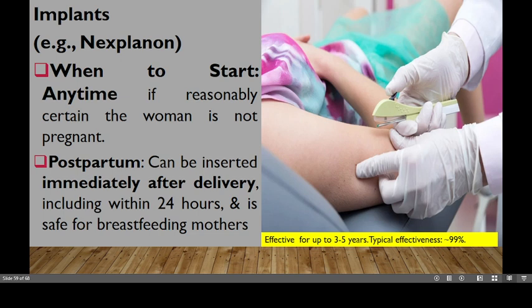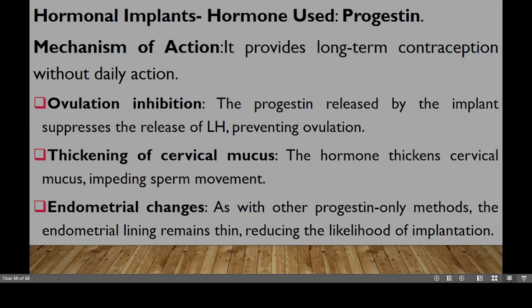Depo-Provera. What about implants? Like the Nexplanon? Of course, if reasonably certain the woman is not pregnant, it can be inserted. This one is normally inserted immediately after delivery, including within 24 hours, and it's again safe for breastfeeding. It can be effective for up to 3 to 5 years, and typical effectiveness about 99%.